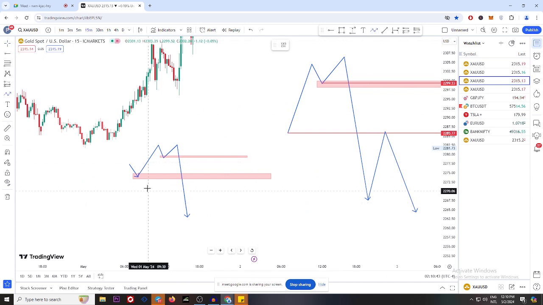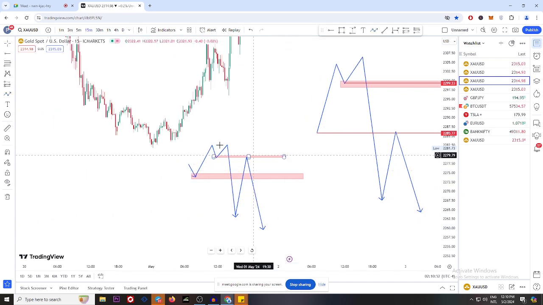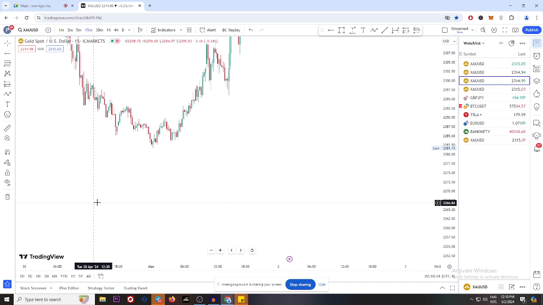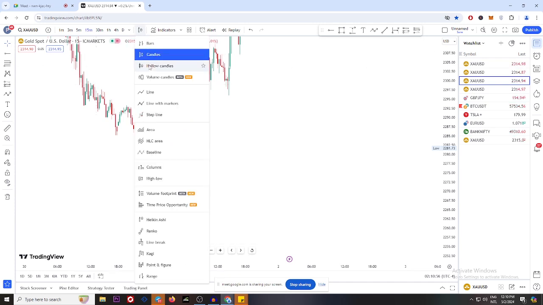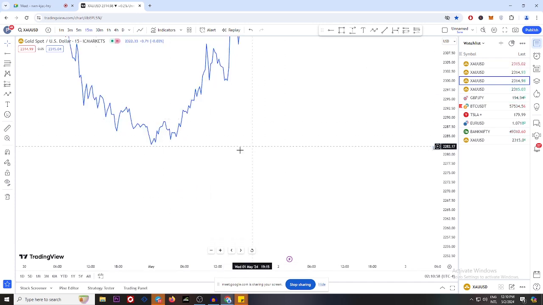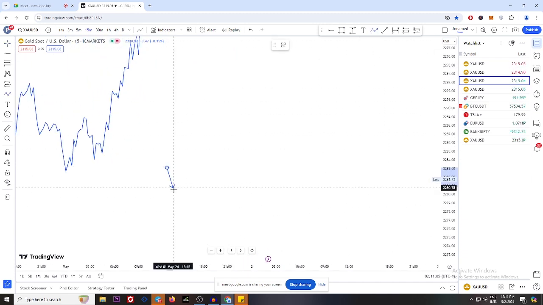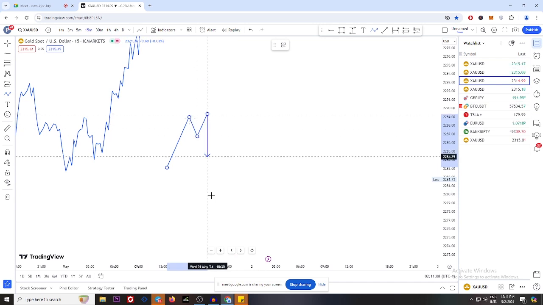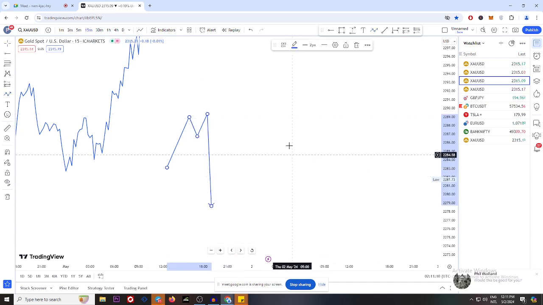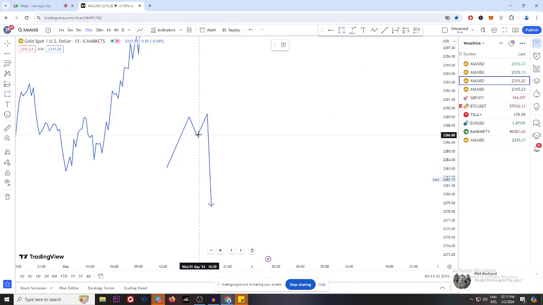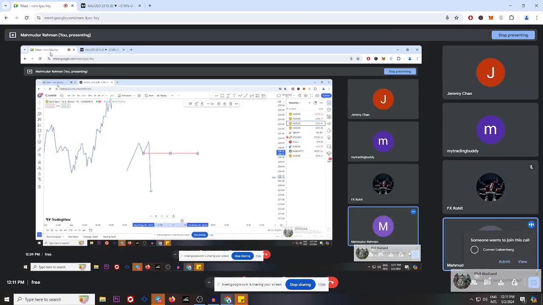Go to the line chart and look for the selling one. It is like this one, right? For the selling one, this one, and we have this, and this. Now look for the buying one.